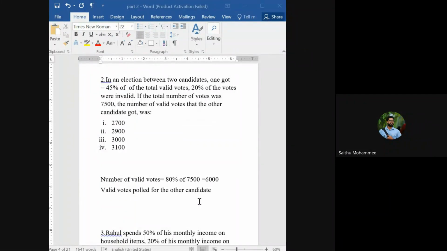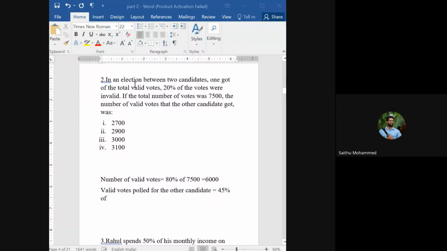of what? Sorry. 45% of 7,500 or 6,000? Any answers? Six thousand, sir. Yes, 6,000, right? It's 45% of 6,000, which is equal to, okay, now we will solve it.